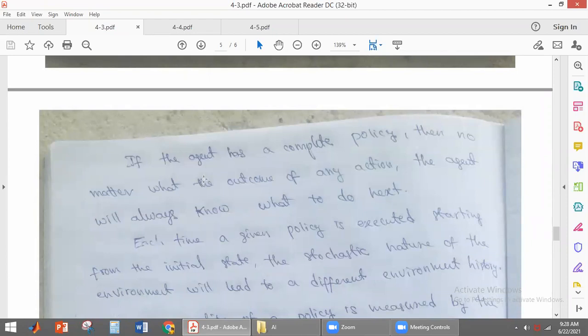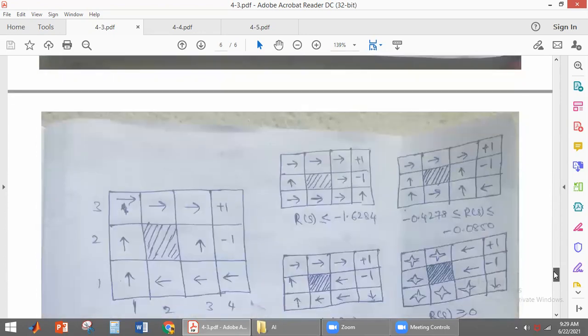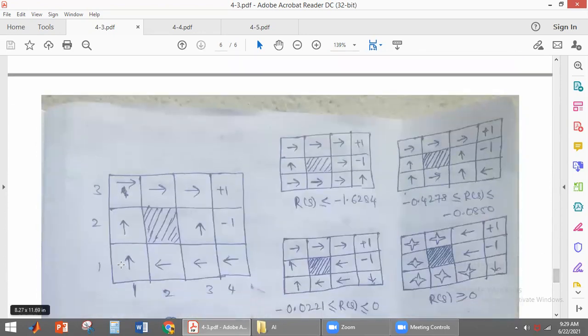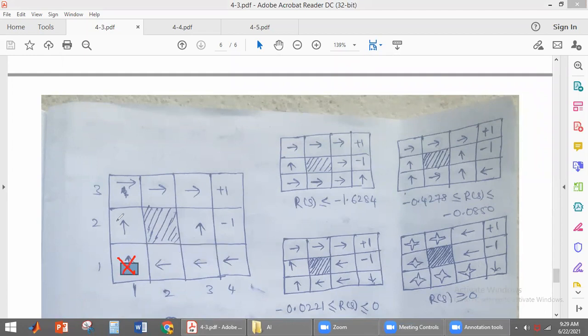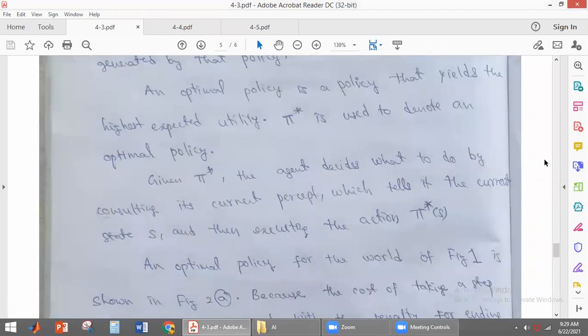So, for example, if the agent is having a complete policy, what is a complete policy? At every state, the agent will be specified what action it has to do. For example, if the agent is in this particular state, what action does it have to take? It has to go up. If the agent is here, the action is right, like that. For every state, what action the agent has to perform is specified. So that is called a complete policy.